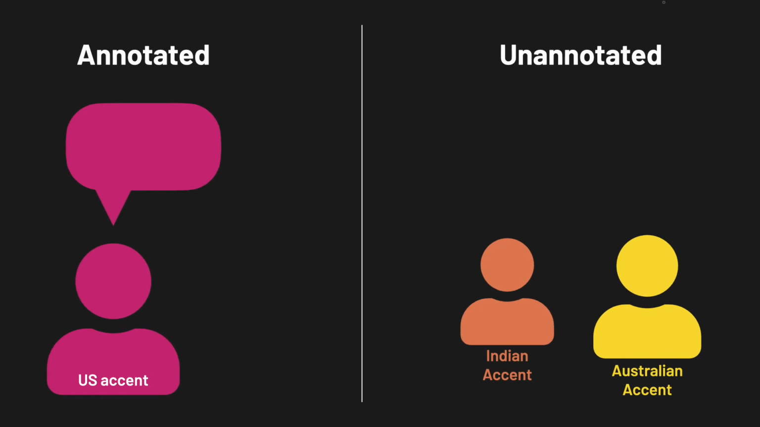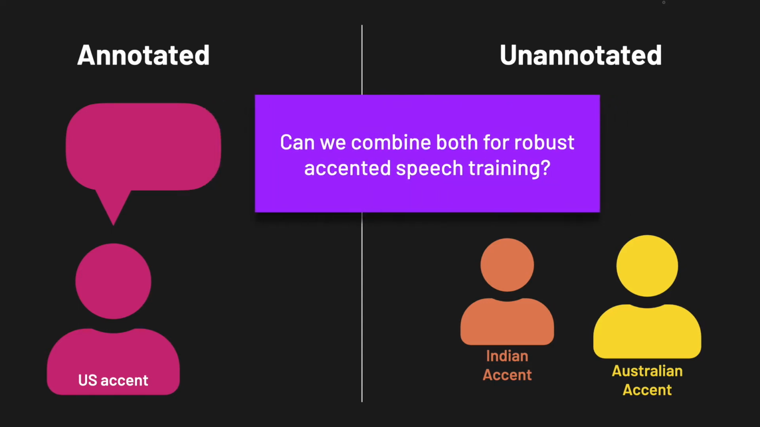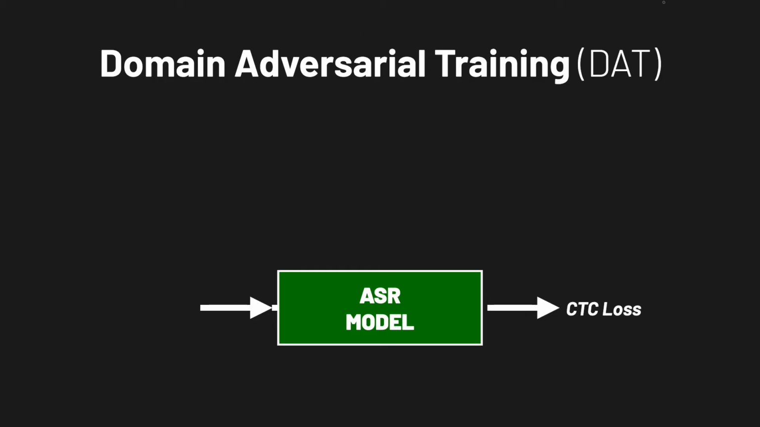In this work, we focus on this setting to explore how much gain can be made without undertaking the expensive and tedious task of annotating accented speech from different locales. For this, we leverage transfer learning and combine it with adversarial training. Domain adversarial training is an adversarial training technique that has been proposed in the literature to alleviate this problem.